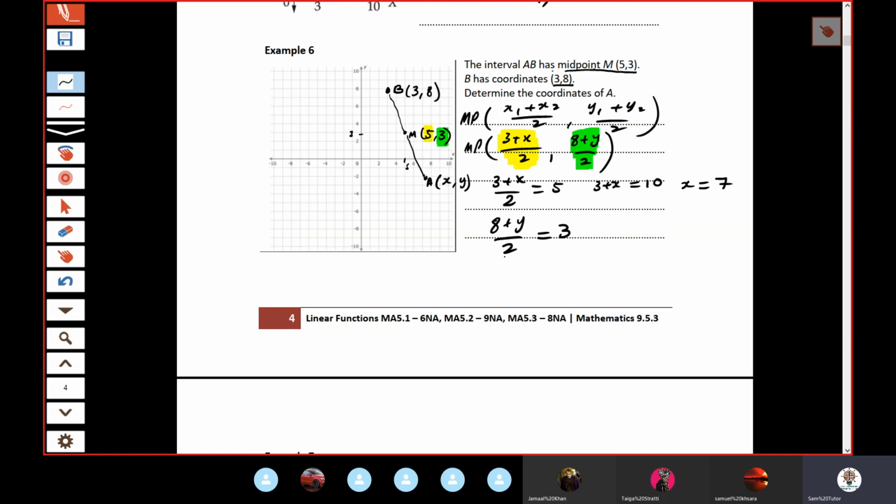And then same thing with this one. You're going to solve for y. So you're going to times this one by 2. So you're left with 8 plus y is equal to 6. And then you're going to subtract your 8.